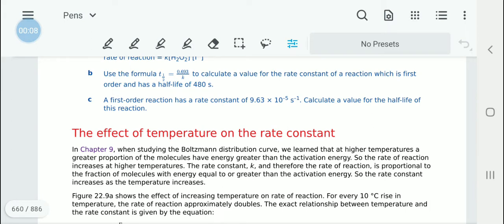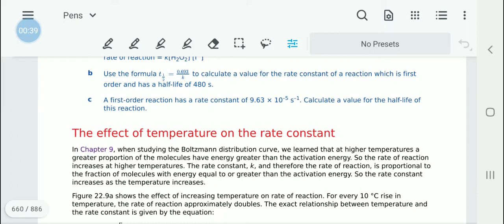So obviously you know that when the temperature is increased, there would be a greater number of molecules having energy greater than the activation energy. So as a result, the rate of the reaction increases. That is something that you already know. So if the rate of the reaction increases, the rate constant needs to increase. Therefore, because of the higher rate constant only, the rate of the reaction is higher.